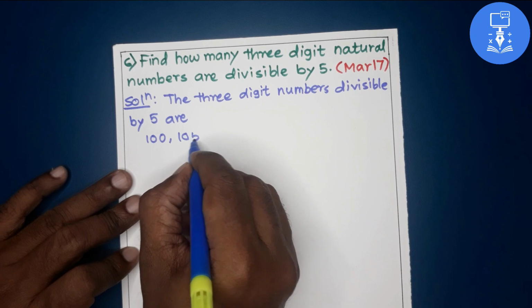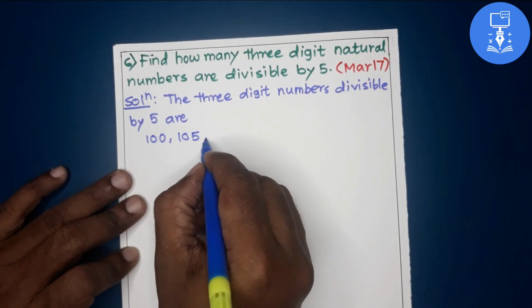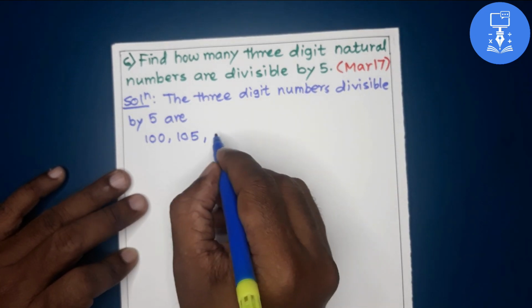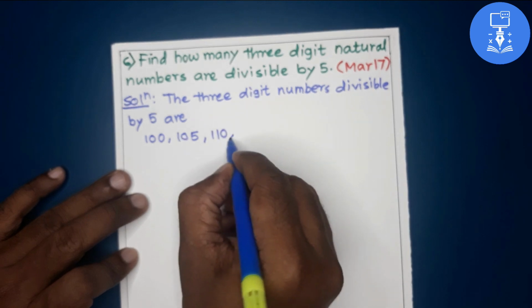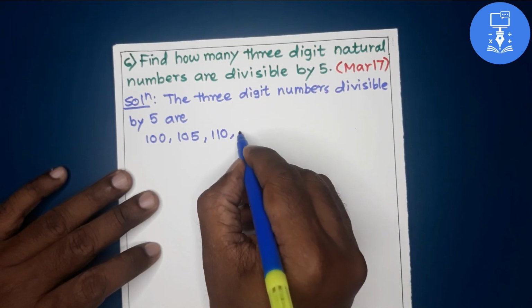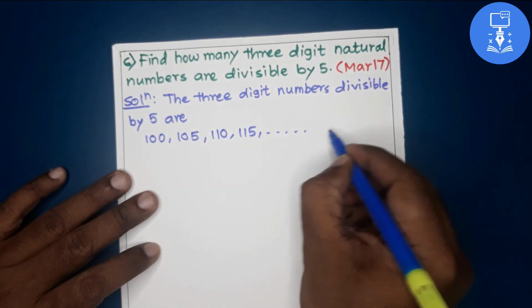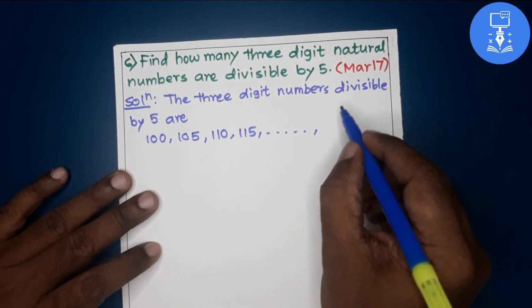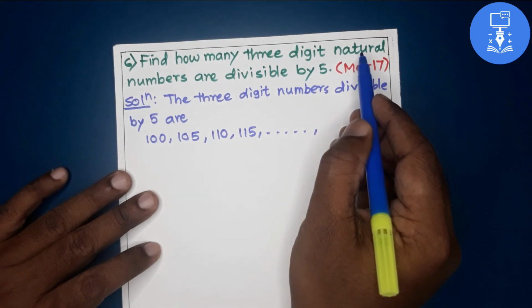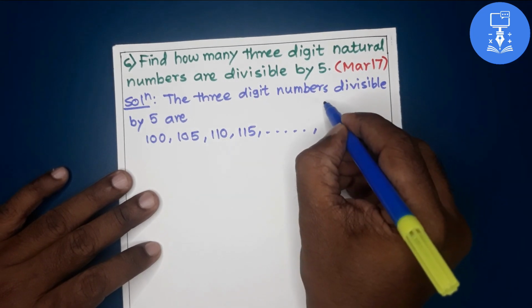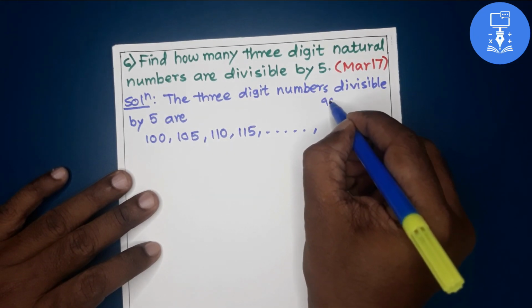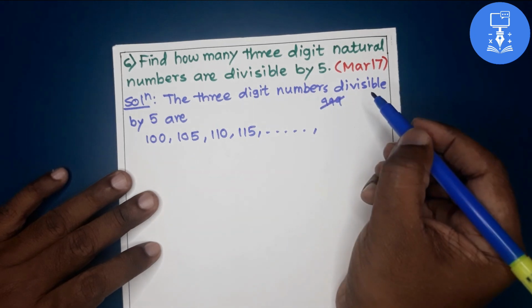So we just go on adding 5. We get the next term as 105, then the next term is 110, then the next term is 115. Now what will be the last term? The last 3-digit natural number is 999, but it is not divisible by 5.